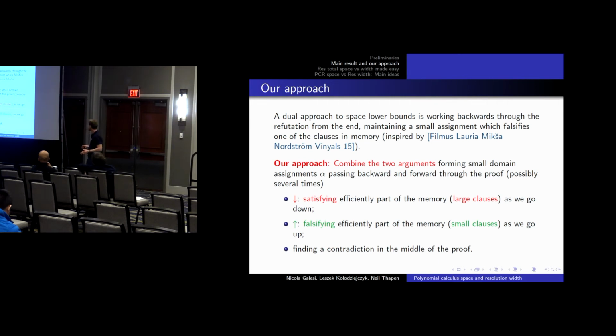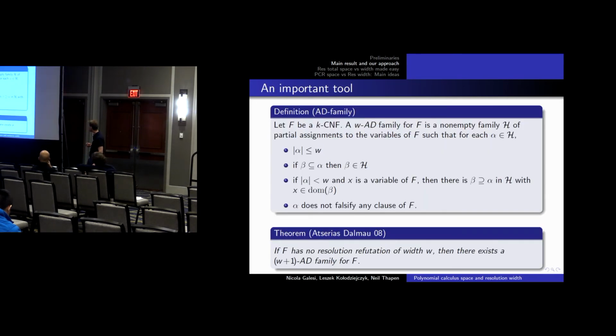So we're going to start from the beginning of the proof and satisfy configurations. But then simultaneously, we're going to start from the back of the proof and falsify things, and then we'll meet somewhere in the middle, and a beautiful contradiction will ensue from the assumption that there was a small space proof. And a key, absolutely key definition here will be that of an Atserias-Dalmau family, which is a combinatorial characterization of what a space lower bound is.